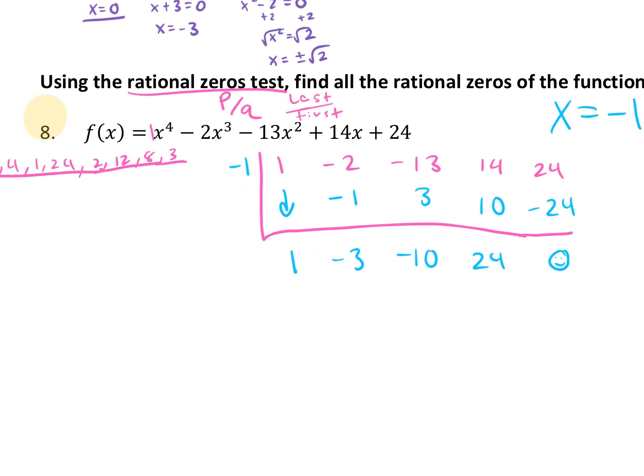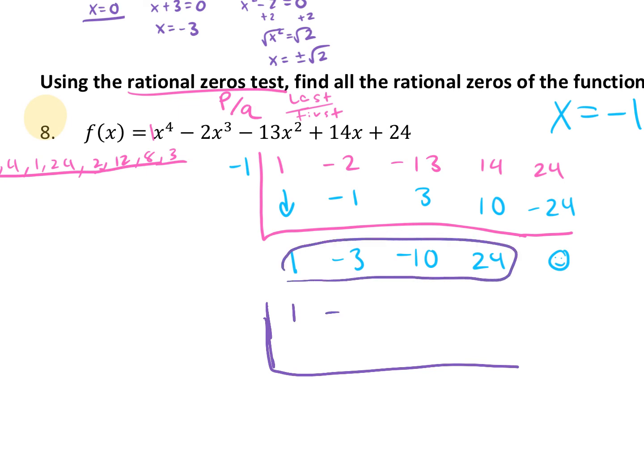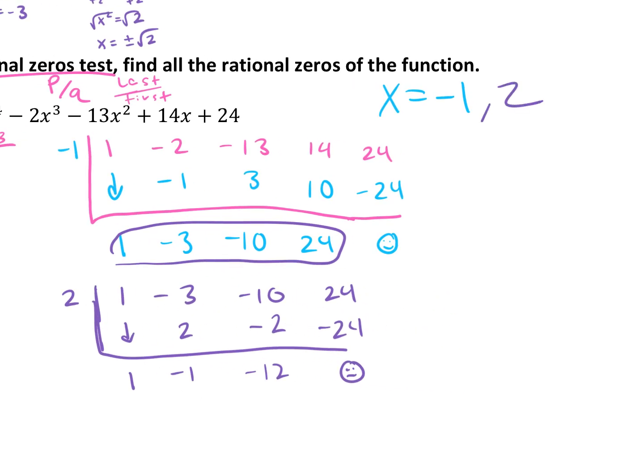What can I do next? We have to do synthetic division again. But now inside my box, I put the answer here. So that goes inside. I have 1, negative 3, negative 10, and 24. What can I try? 2. So drop down the 1, multiply, we get 2, add negative 1. Multiply, negative 2, add negative 12, multiply, negative 24, add, we get 0. Yay, 2 works. We can add that to our list.